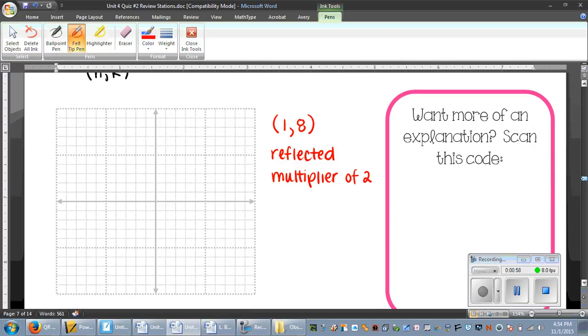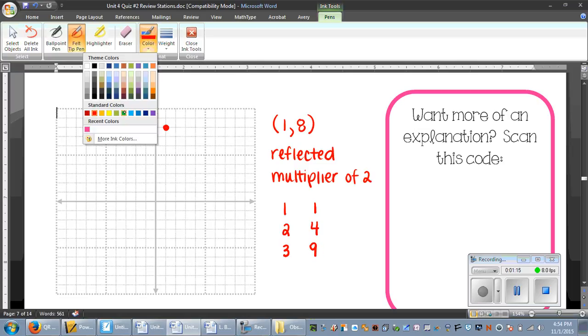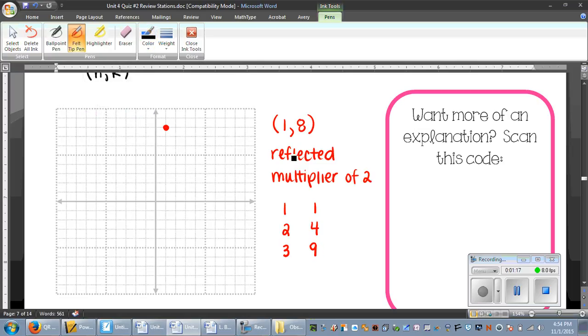So when I come down here to graph, I'm going to plot (1, 8). And for me, it's quickest to graph when I use the pattern that we discussed in class. So 1 squared is 1, 2 squared is 4, 3 squared is 9. But we said we need to remember the reflection that's in the graph and also the multiplier of 2. So instead of going up 1, 4, and 9, we're going to go down 1, 4, and 9 for the reflection. And I'm also going to double each of these.